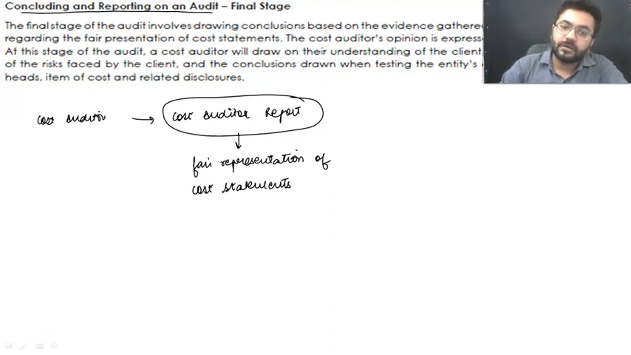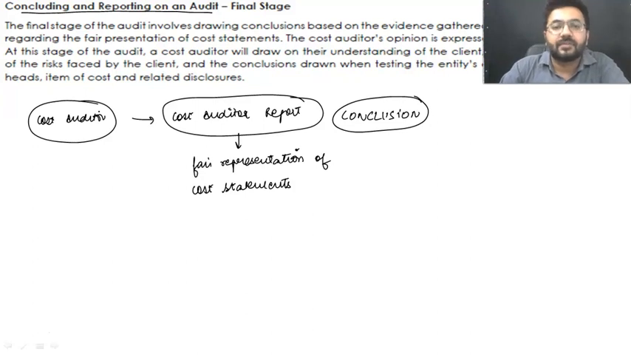Of cost statements, right? That is the kind of opinion which the cost auditor is going to express in the cost auditor report. At this point of time, the cost auditor is going to draw the data on the basis of various knowledge and various tests. So this report, that means conclusion, will be drawn on the basis of the various evidences or the detailed examination of the internal controls which have been done so far.